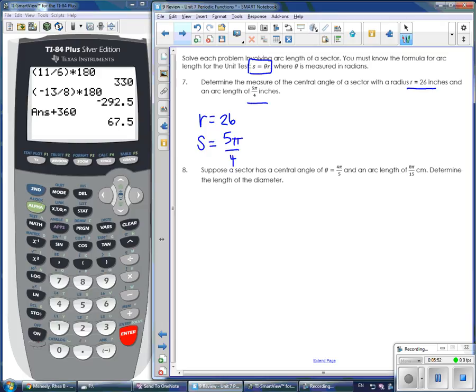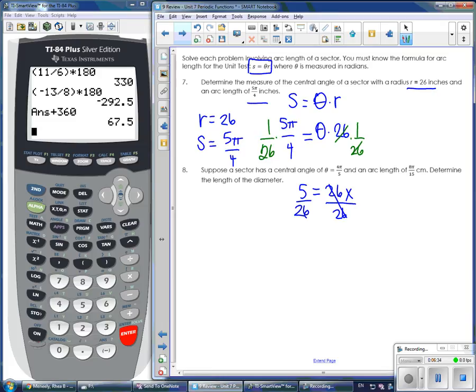So if I plug these values into my formula, remember it's s is equal to theta times r. My s is 5 pi over 4. I don't know the value of theta, and r is 26. If I want to solve for theta, think of it as just being x. If I had something like 5 is equal to 26x, that's essentially what this is. I would simply divide both sides by 26, and that would enable me to solve for x. Well, this time my unknown is theta. I can still divide both sides by 26, which is the same thing as multiplying by 1 over 26.